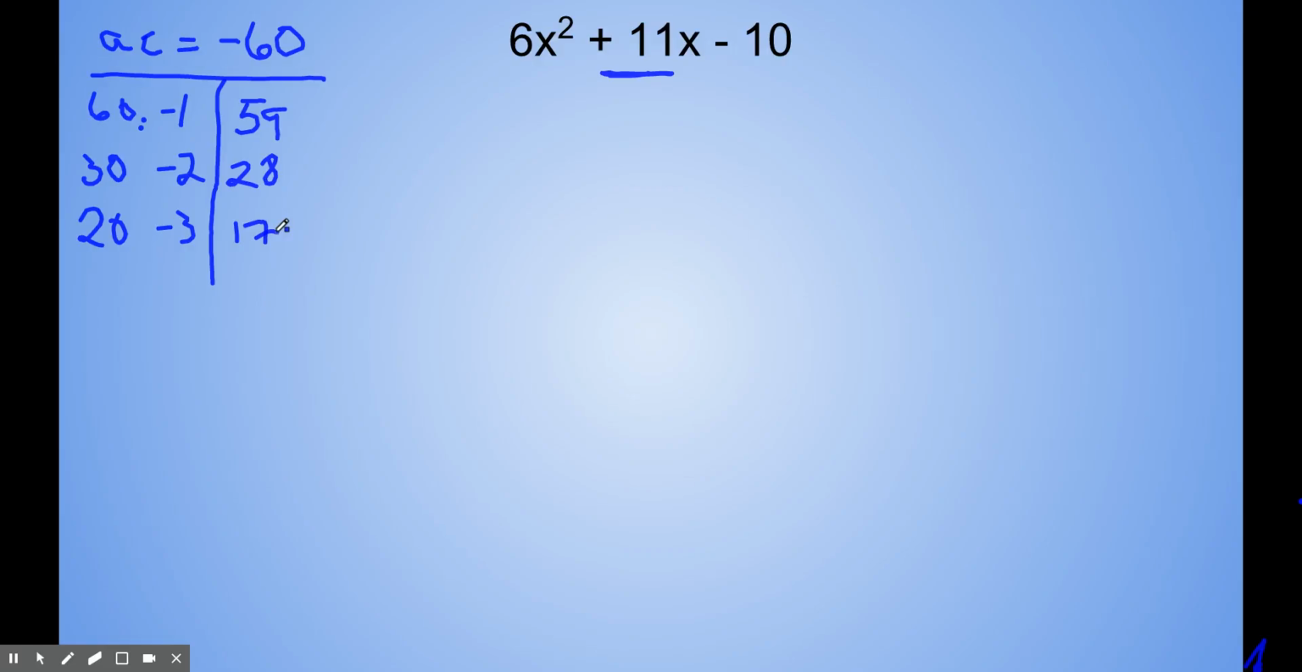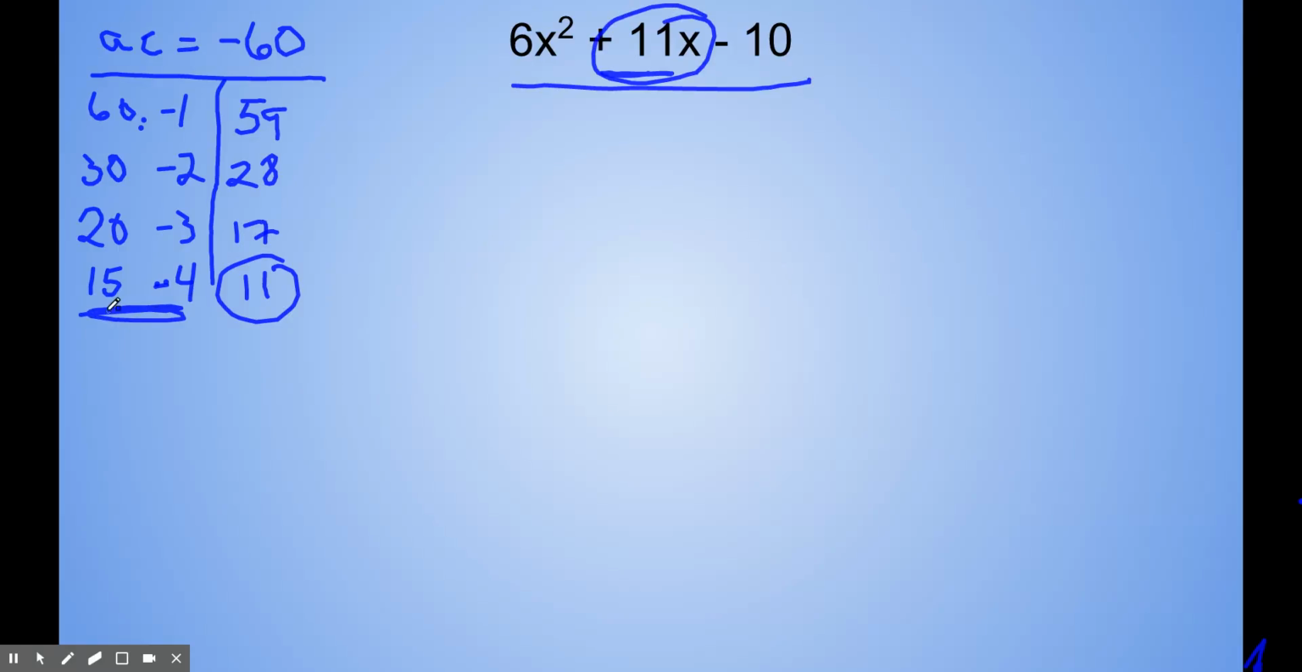The next factors of negative 60 are 15 and a negative 4. When I add those together, I'm going to end up with 11. This is what I'm looking for. So now I am going to rewrite this quadratic trinomial and rewrite it with my b term using these two factors.